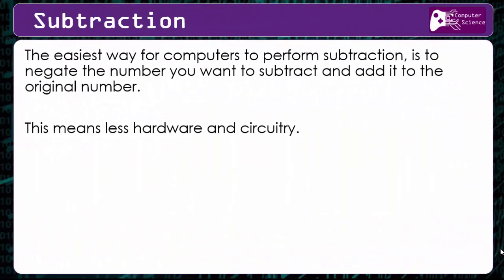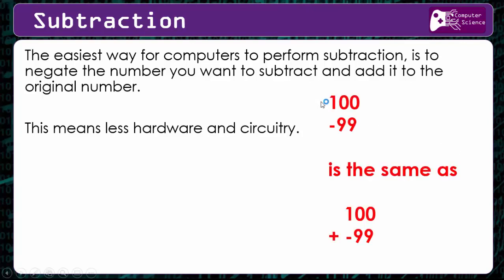Okay, so from watching that video, although it didn't talk too much about subtraction, it did talk about the fact that it's important to keep computers as small as possible. Now in order to do that, one of the easiest ways to subtract numbers is to add a negative number rather than subtracting a number. So that obviously is then going to mean less hardware and circuitry because we only need to use an adder.